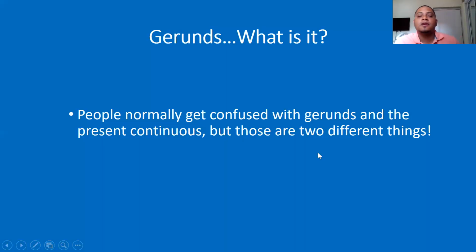And I have to tell you that many people get confused with gerunds and the present progressive or present continuous. Now remember, the present continuous is formed with gerund plus the verb to be. And this is used to talk about an action that we are doing at the moment. But today we are not going to talk about present continuous. We're going to talk about gerund itself.